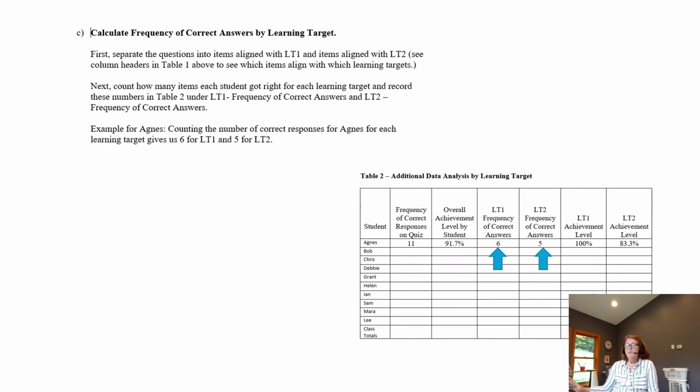Then you have to go back to Table 1 and see which questions are aligned with Learning Target 1 and which questions are aligned with Learning Target 2, like we talked about, and count them. How many did she get right on Learning Target 1? How many did she get right on Learning Target 2? And you're going to put the raw numbers where the blue arrows are.